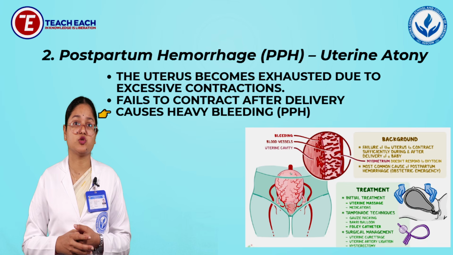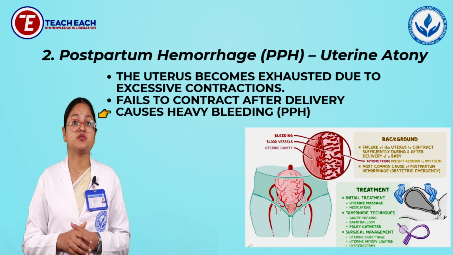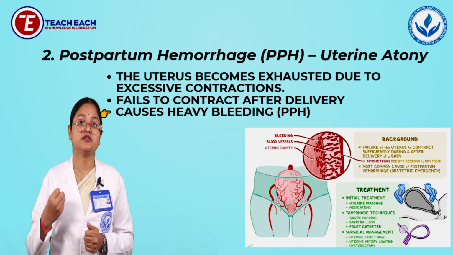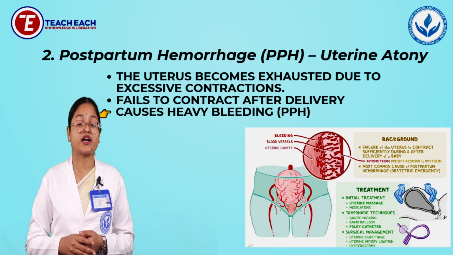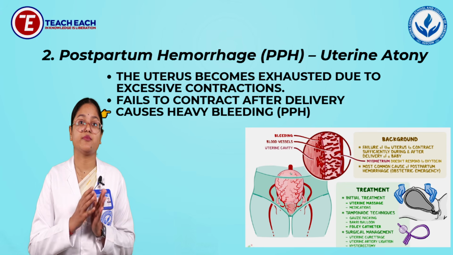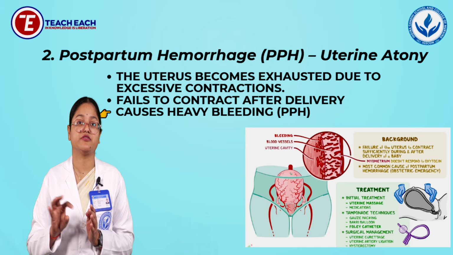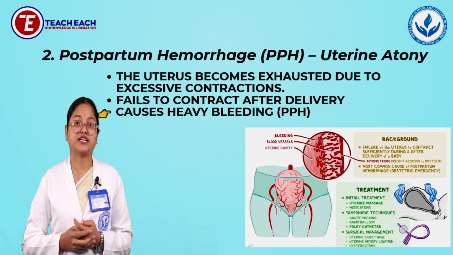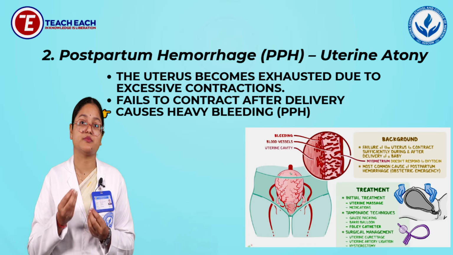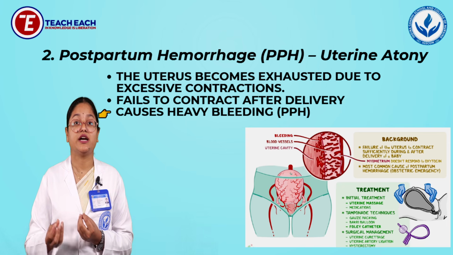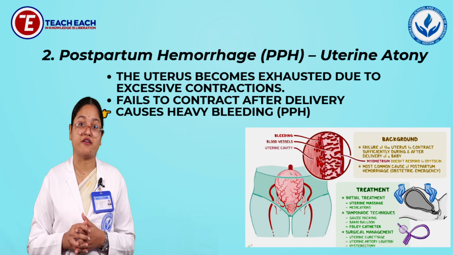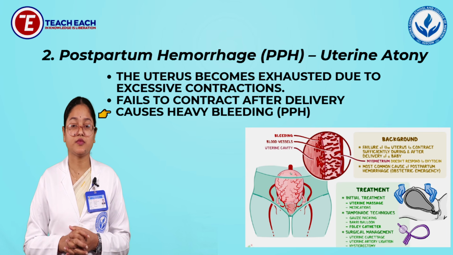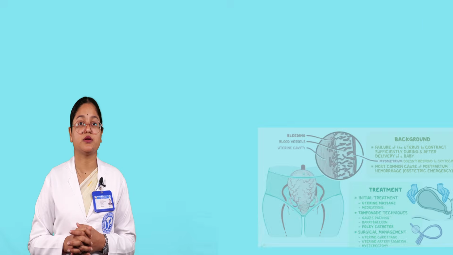It is PPH, postpartum hemorrhage, due to uterine atony. The uterus becomes exhausted due to excessive contraction, because it was having very powerful, intense and long-duration contractions, and it fails to contract after the delivery. After exhaustion, when the labor process, delivery and placenta are all over, the patient won't be capable of doing the contractions. At that time the products of conception, sometimes a clot, sometimes placental cotyledons, can be retained inside the uterine cavity, and that can lead to heavy bleeding in the mother, which is called PPH. Next we'll see the third maternal complication.